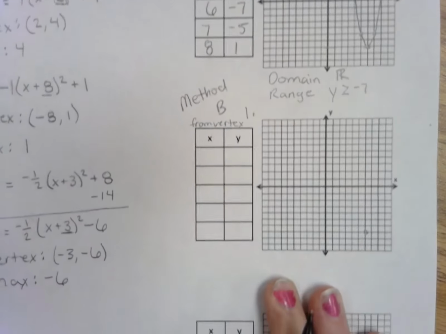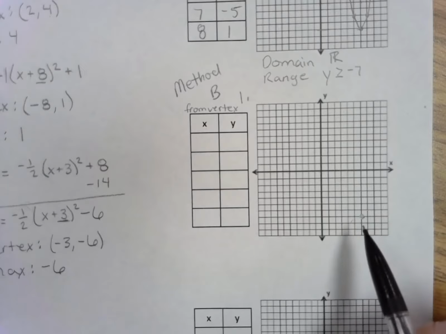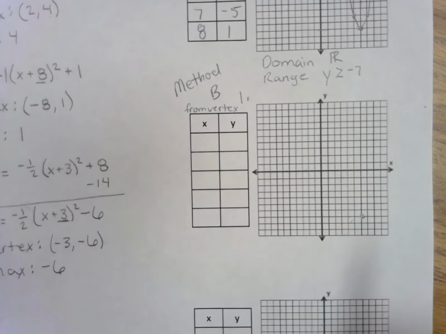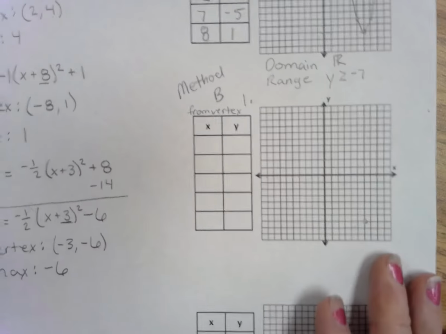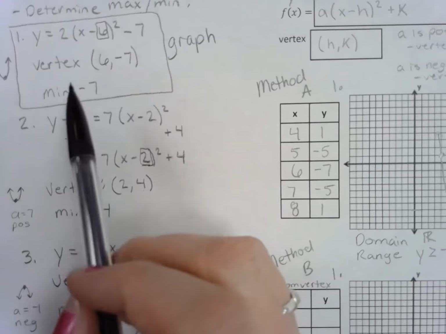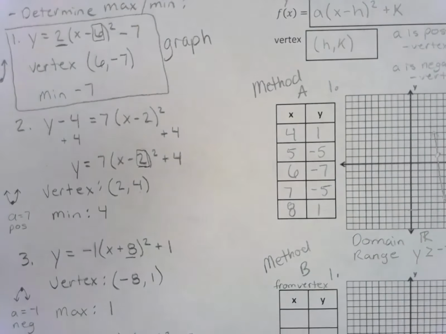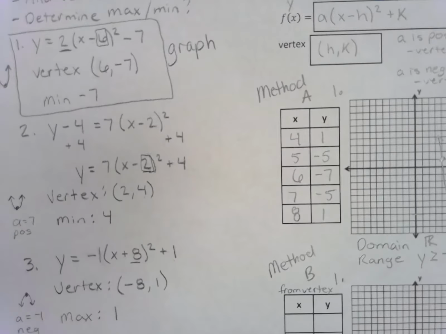Because everything is going to be graphed from that point. We're not going to count from the origin any longer. We're going to count from the vertex. So for this method, we start, like I said, with our vertex. Go ahead and graph that on the graph. And then you use your a value to help you determine how to move from that vertex point.